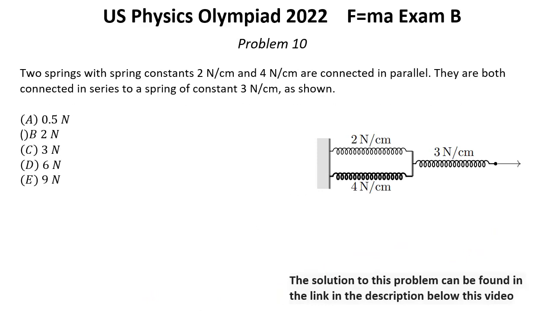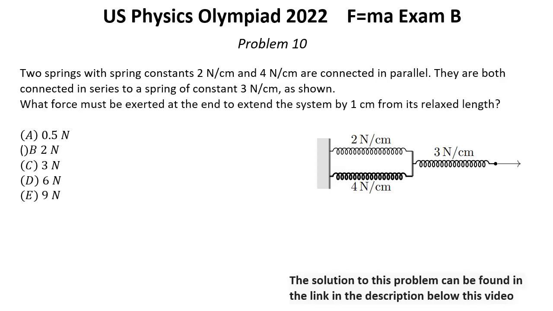Problem number 10. Two springs with a spring constant 2 Newton per centimeter and 4 Newton per centimeter are connected in parallel. They are both connected in series to a spring of a constant 3 newtons per centimeter as shown. What force must be exerted at the end to extend the system by 1 centimeter from its relaxed length? Solution for problem number 10.